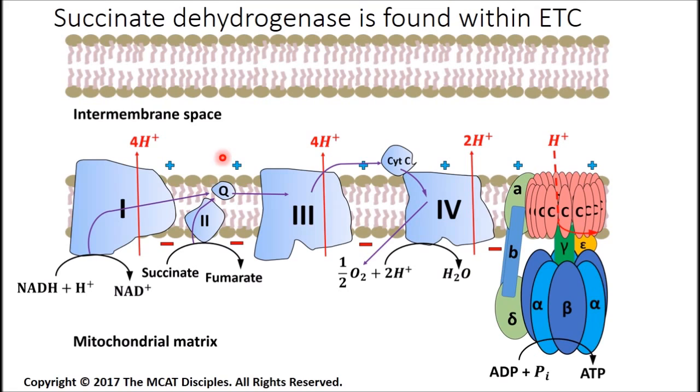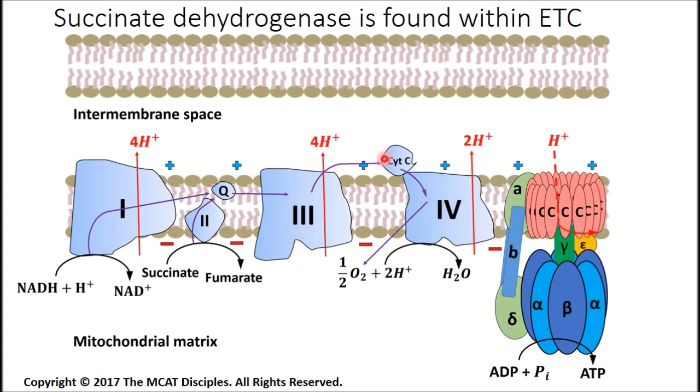Here's complex 2, right here. So it's found right here. So this reaction occurs right here. Succinate to fumarate, all right? And that then provides electrons that go to ubiquinone, and form hydroquinone, and then travel to complex 3 to give an electron there, go through the Q cycle. Those electrons eventually get to cytochrome C. Cytochrome C transfers the electron to complex 4. Complex 4 eventually transfers the electrons to the oxygen to form water.